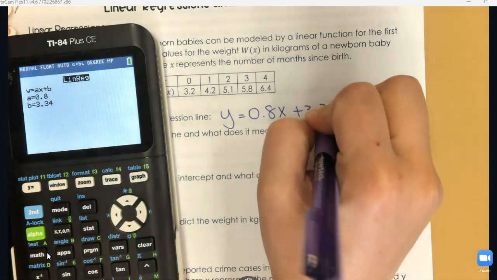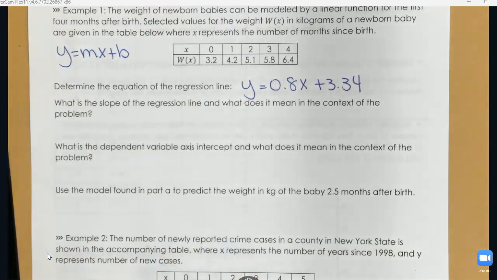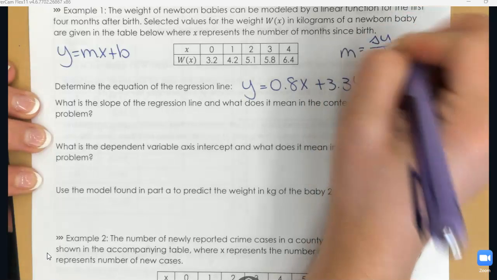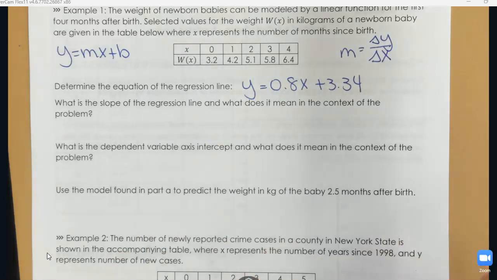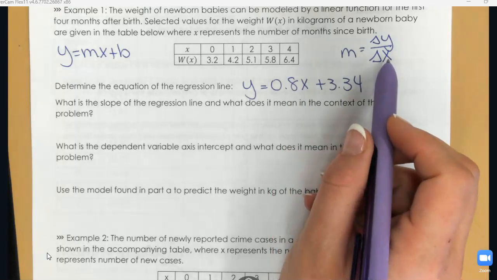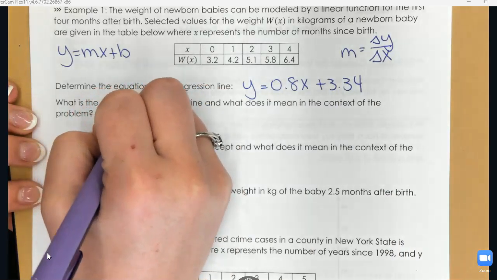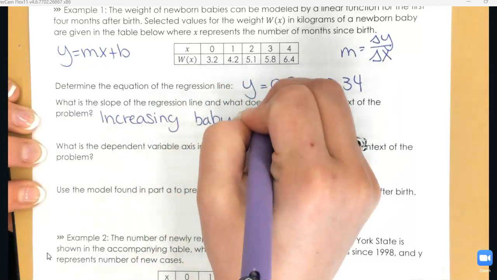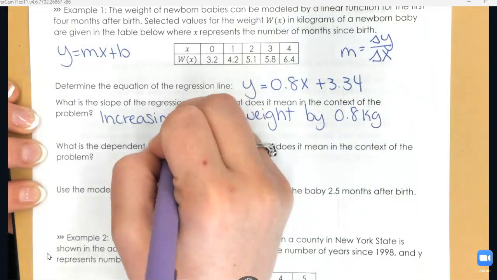So I can put both of those values into my regression line. Again, linear approximation, linear line. So what is the slope, and what does that mean? Remember, slope is your change in y over your change in x. So if it's a positive 0.8, first of all, it being positive means I'm increasing. And the change in y is representing the change in the weight of the baby in kilograms, and the change in x is representing the change in time in months. So it means I am increasing baby weight by 0.8 kilograms each month.